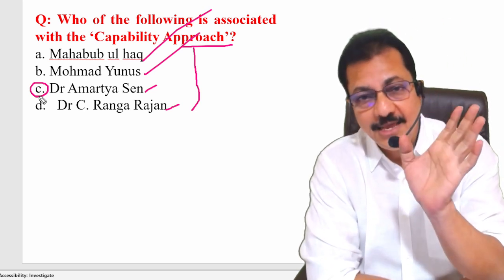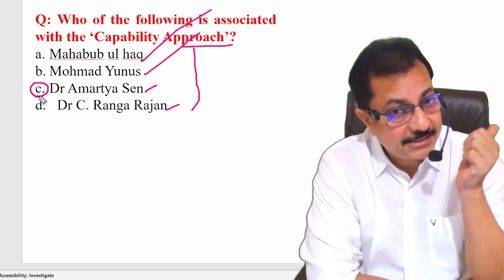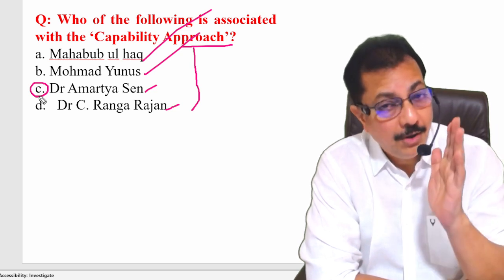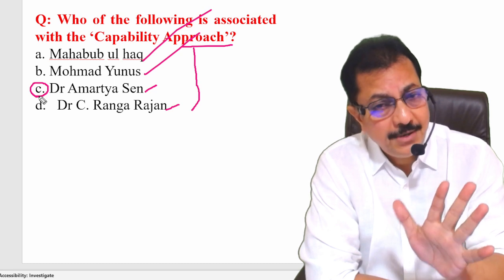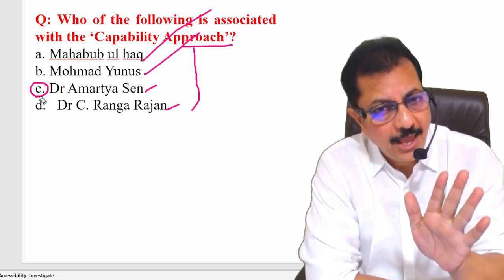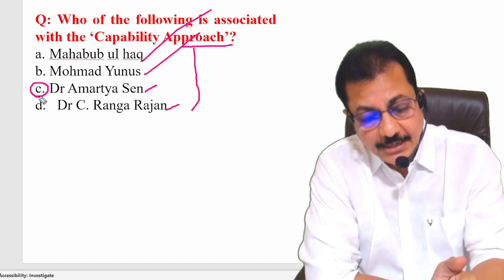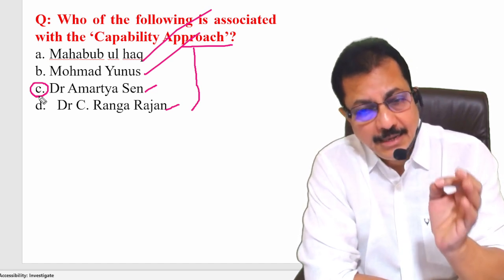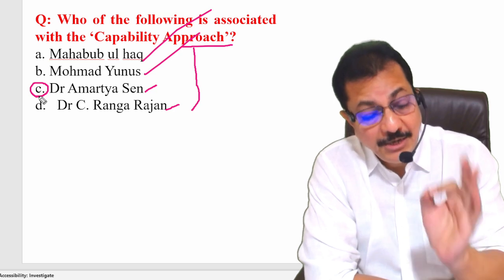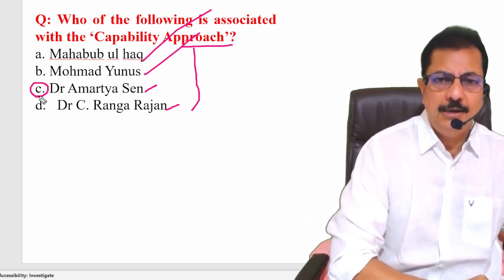Amartya Sen. Regarding this great personality, we have already discussed earlier, and we also mentioned that he is a recipient of a Nobel Prize in economics in the year 1998. That great personality has come out with the concept called capability approach, where he mentioned the quality for the improvement of the lives of the people.